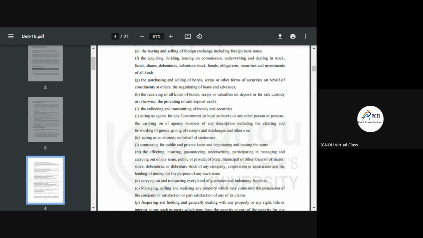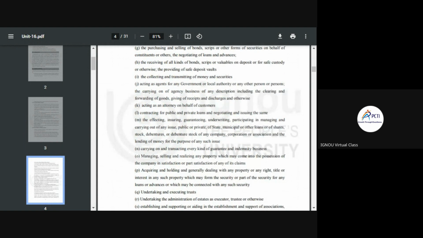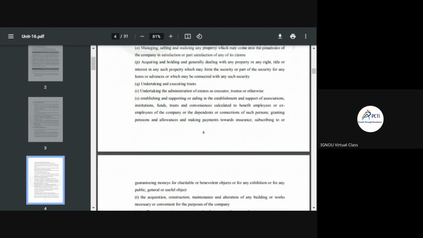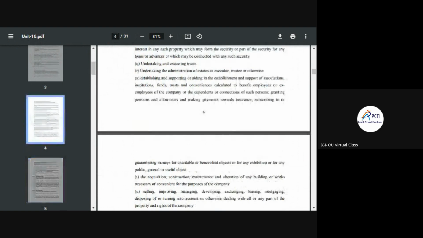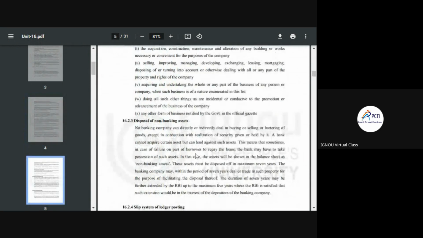Next one is the collecting and transmitting of money and securities. Next is acting as an attorney on behalf of customer. Like these we have multiple guidelines which you need to read at your home, because if you are not following these guidelines you are not able to take the license of a banking company.